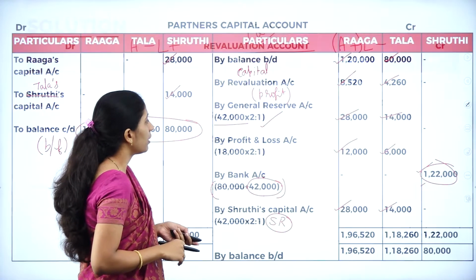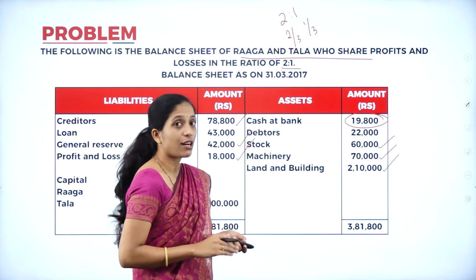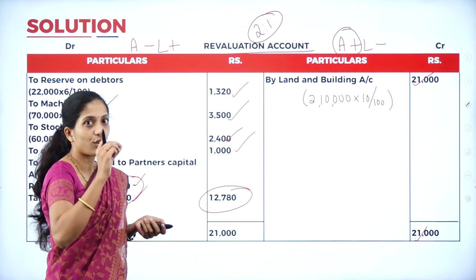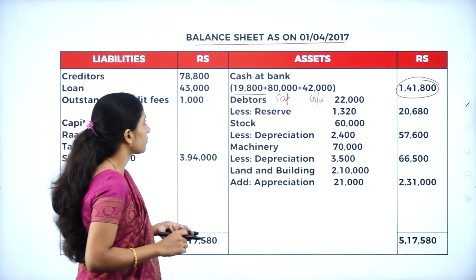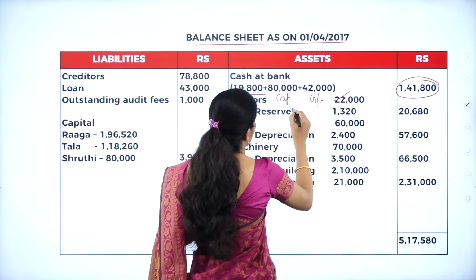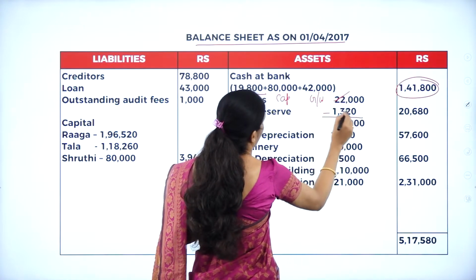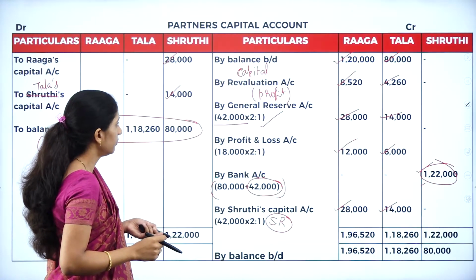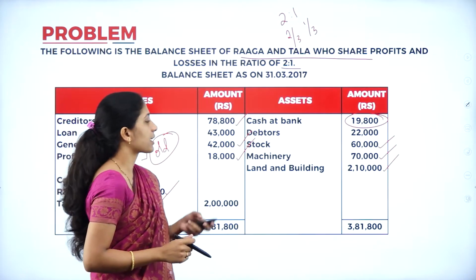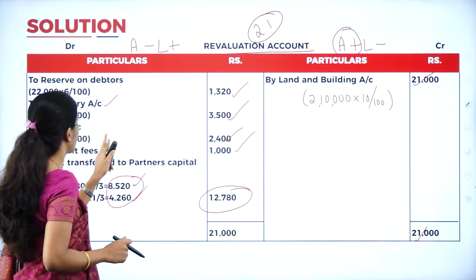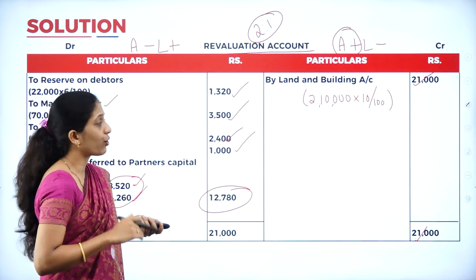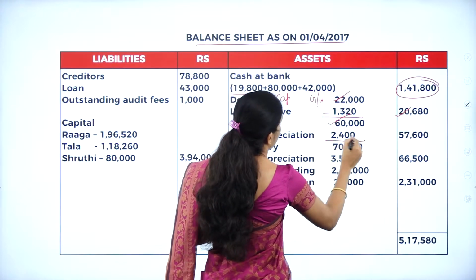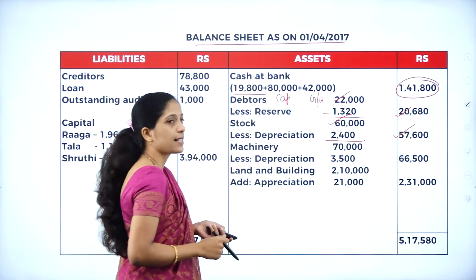And the next one is what? That is debtors 22,000, but there is a reserve, right? We had already calculated 1,320. So deduct that reserve. Debtors 22,000 less the reserve 1,320, outer column 20,680. And the next one is stock 60,000, but I think there is a depreciation. Yes, depreciation of 2,400 on stock. So we have to deduct that. So 60,000 less depreciation, you'll get 57,600.